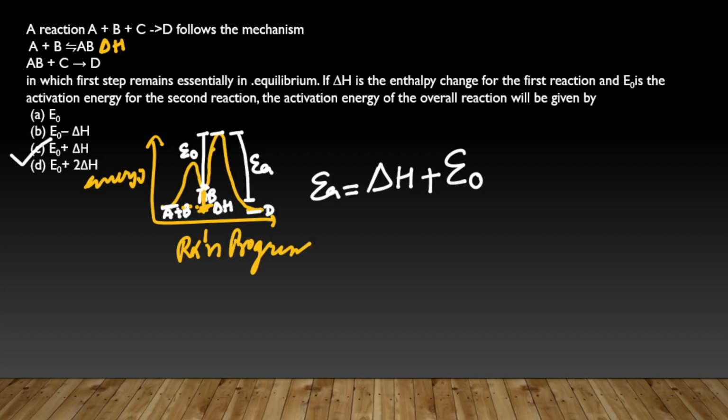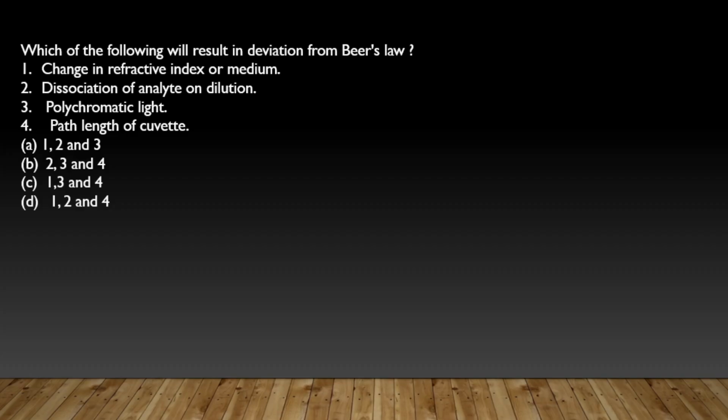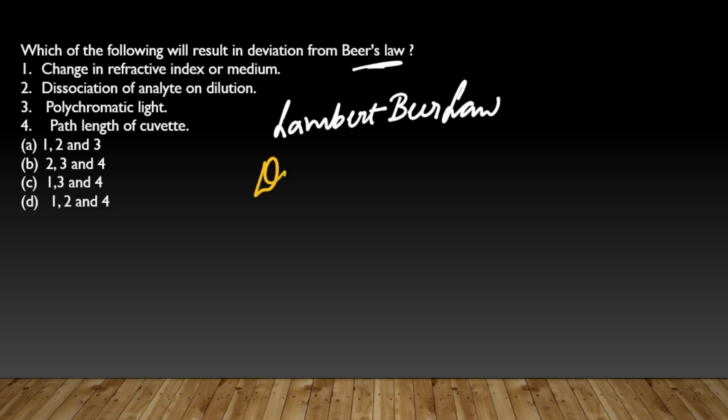Okay. Moving on to the next question, it says: which of the following will result in the deviation for Beer's law. So the Lambert-Beer law that we obtain, that is for the absorbance that we see. It is for dilute solutions.